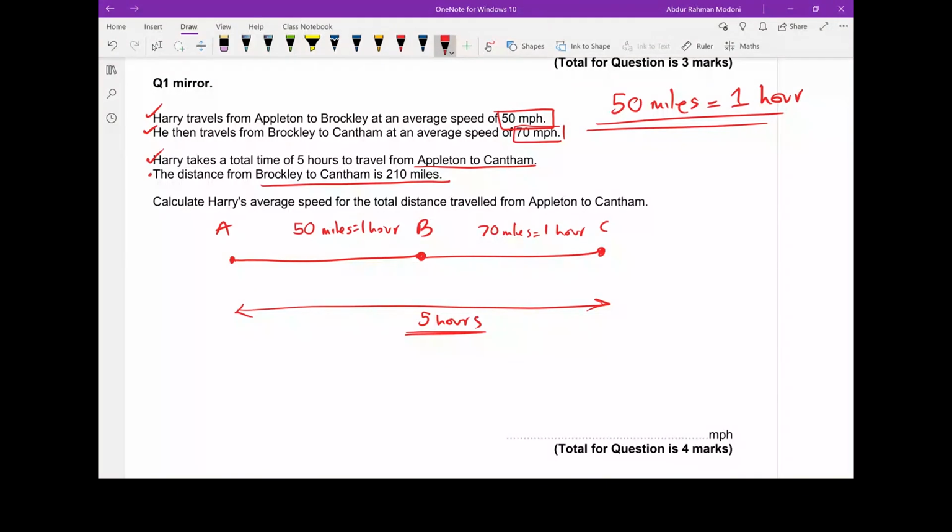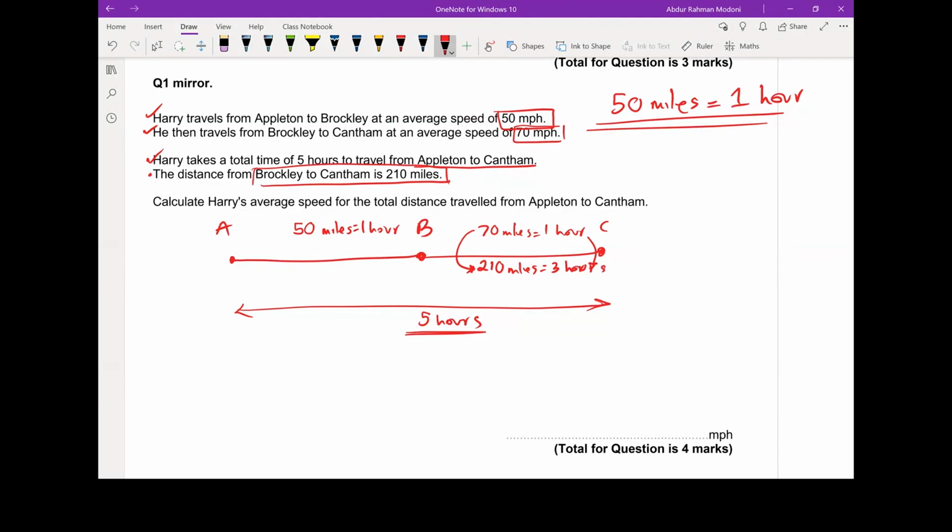The distance from Brockley to Cantam is 210 miles. So I'm going to put that down in the appropriate place, between B and C. Now, can you see here, I've got 70 miles in 1 hour. So I'm going to write down 210 miles underneath the 70 miles and use multiplicative reasoning to figure out how long it actually took to travel 210 miles. 70 to 210 is times by 3, so this takes 3 hours.